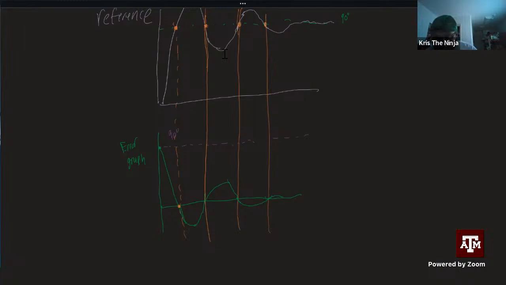Now the proportional graph is going to look very similar. So we're gonna get our pink marker out again.